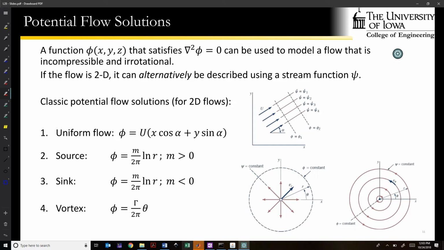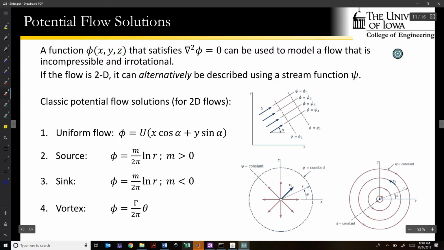So, for example, if we take uniform flow, this is just flow in a given direction. We'll limit ourselves to 2 dimensions right now because it makes the math a lot easier. We consider flow just in a particular direction, not curving, not moving, just uniform, straight line. We can write a potential function: phi of u has x cosine alpha, y cosine alpha, where alpha is the angle of the flow relative to the horizon. So that would be this case right here.